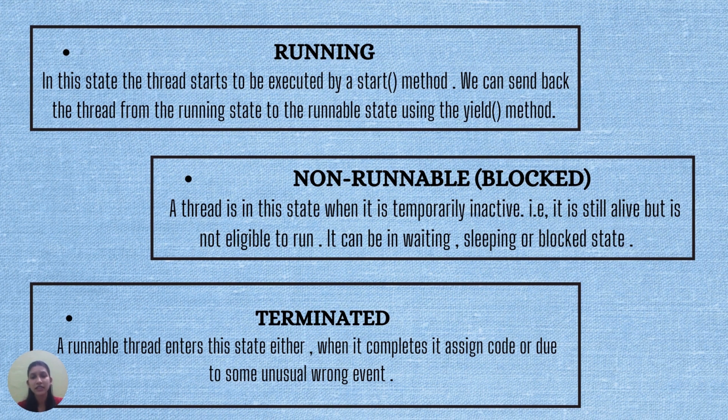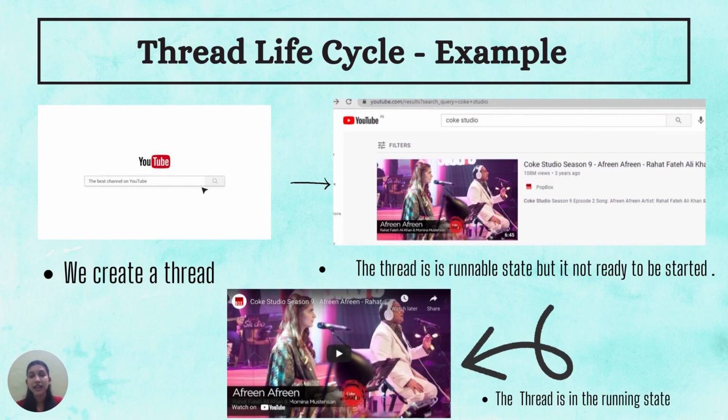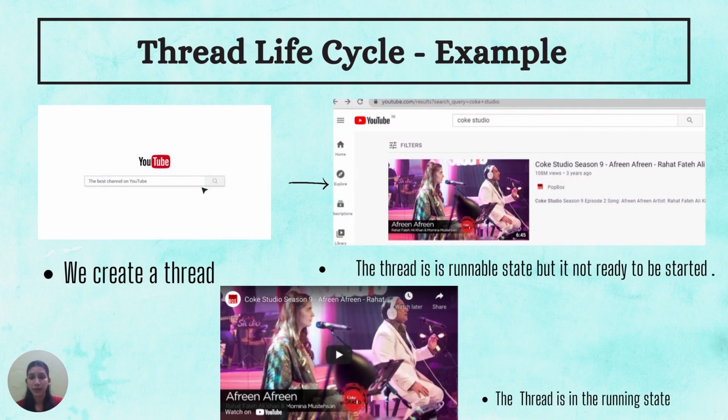The fifth state is terminated. A runnable thread enters this state either when it completes its assigned code or due to some unusual event. Let us understand the life cycle of a thread with an example.